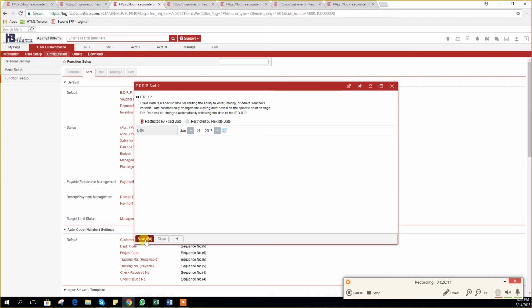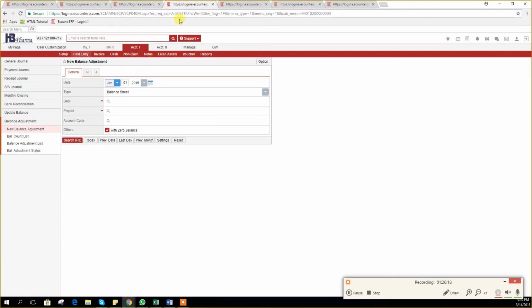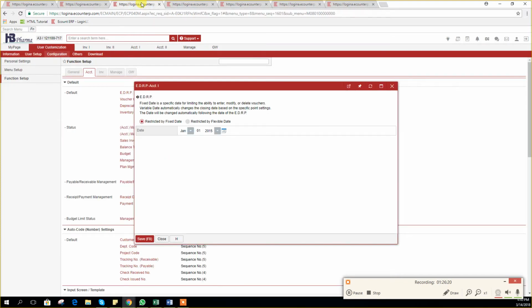Now, before you change this EDRP, there's something that you need to do first. Because this ERP does not know when your beginning month is. You have not told the system yet. They just know what the EDRP is. They just say, okay, before this date we need to block. But when your beginning month is, the ERP doesn't know.